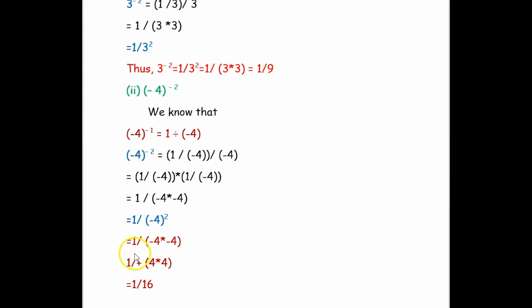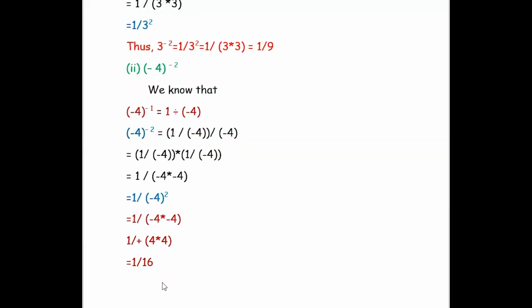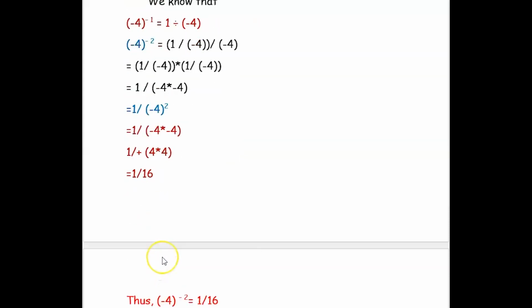So we can write this as 1 divided by negative 4 into negative 4. It's nothing but negative into negative will become positive, 4 into 4. So that is 1 divided by 16. So negative 4 raised to the power of negative 2 is 1 divided by 4 square. That is 1 divided by 16.